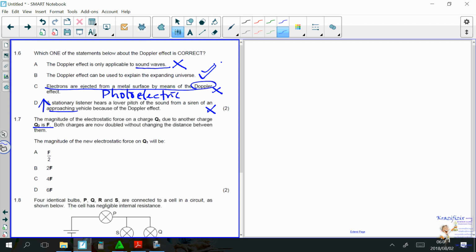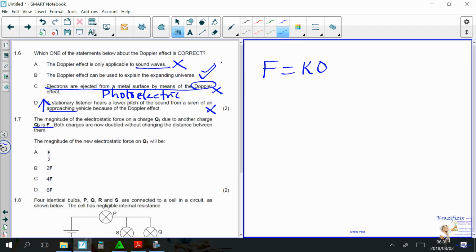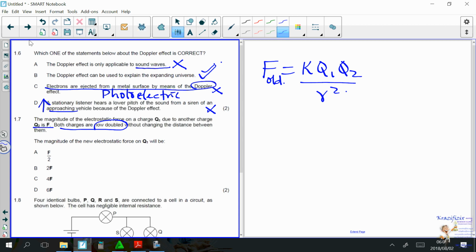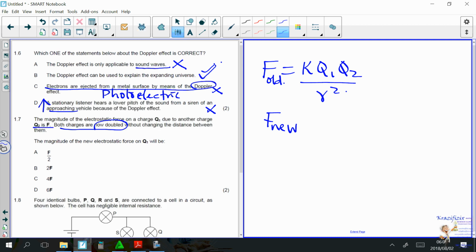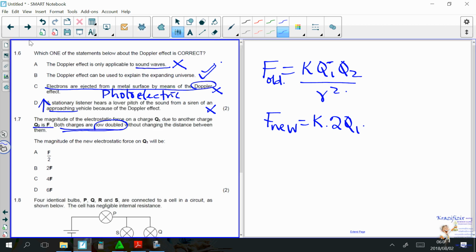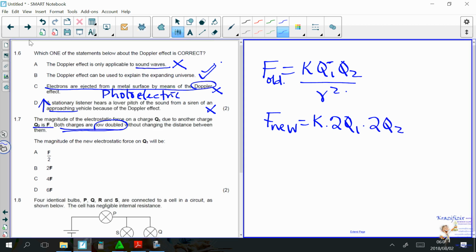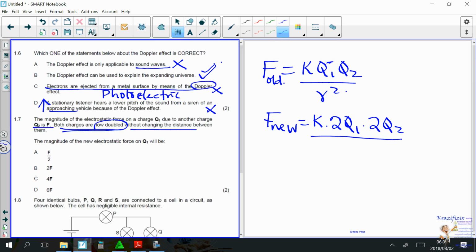2 marks. The magnitude of the electrostatic force on Q1 due to another Q2 is F. Now what should come to your mind quickly is F equals k Q1 Q2 over r squared. Now let's say this is our F old. Let's just put it like that for simple understanding. Both charges are now doubled, which means I have a new force. And that new force would be k. Remember my Q1 is now doubled, I'm going to have 2 Q1. Both charges are doubled, I'm going to have 2 Q2, without changing the distance between them, my r squared.